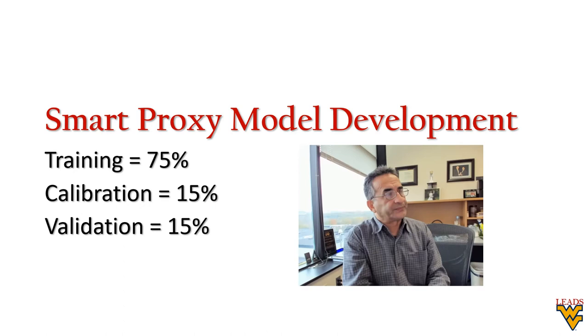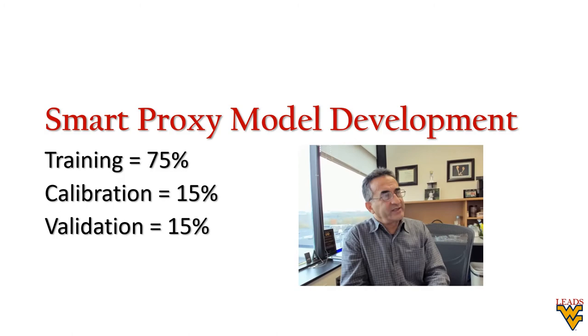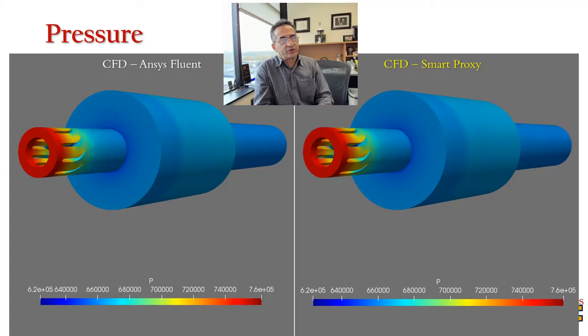For the smart proxy model development, as I mentioned, we use training, calibration, and validation, and therefore the data that we deal with is divided into four sections. One is the training, one is calibration, one is validation, and that's part of the data. The fourth part is the blind validation that I'm going to show you after this. So this is the training, calibration, and validation of the smart proxy model. What you'll be looking at is each output. For example, here is the pressure.